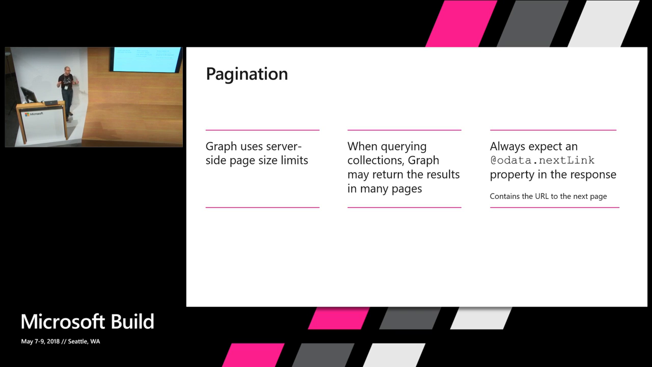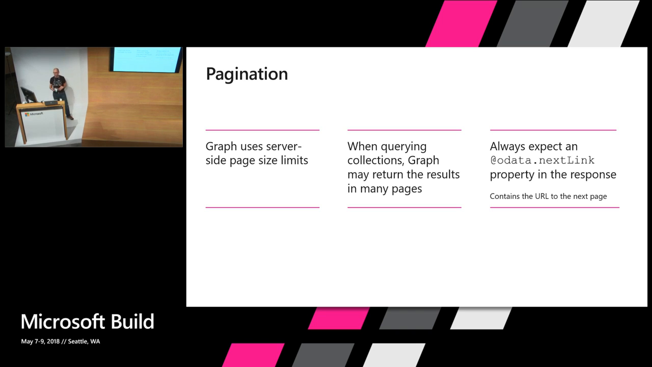So generally, servers will have a page size limit. So if you're asking for a collection of objects, if the collection size is larger than the page size limit that the server employs, then you can expect that you'll get your results returned in many pages.